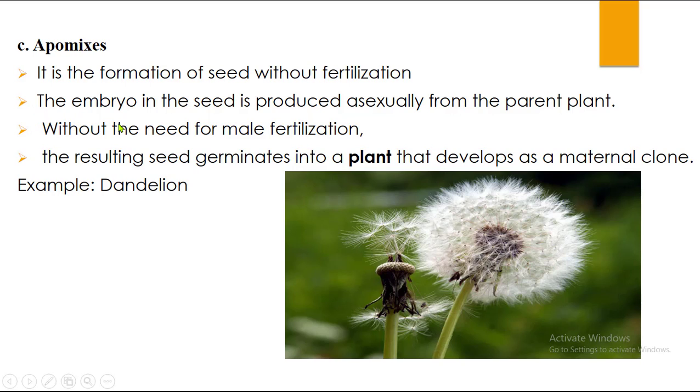Here you can see the embryo in the seed is produced asexually from the parent plant without the need for male fertilization. So the resulting seed germinates into a plant that develops as a maternal clone. What does that mean? It is identical to the parent plant. The common example is dandelion. You must have seen this plant, dandelion. It has seeds which are the result of asexual reproduction.